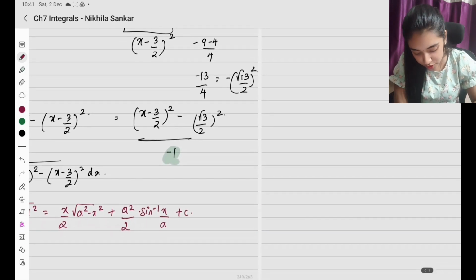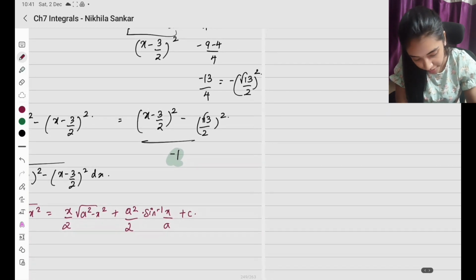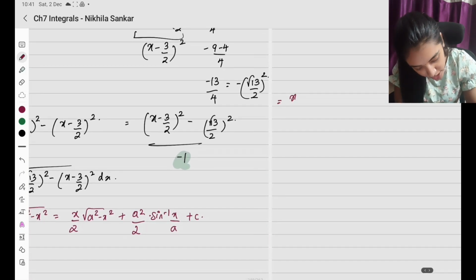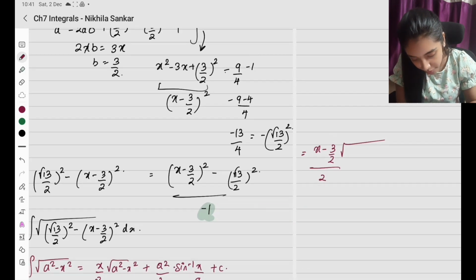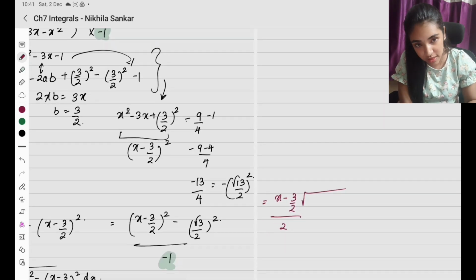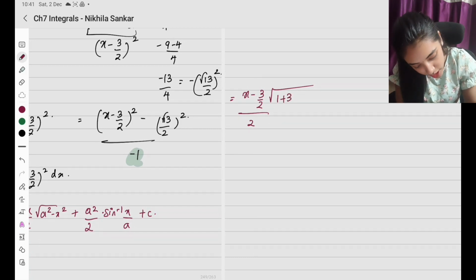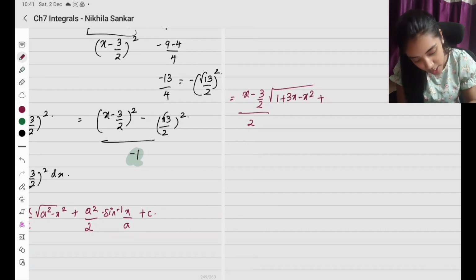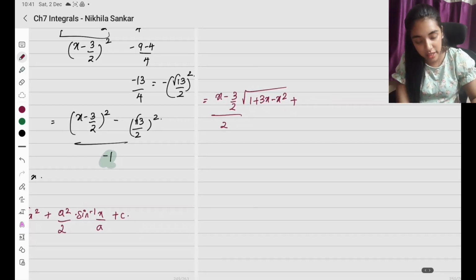So when I substitute this in the formula, what do I have? I'll write it here. x by 2, which is (x minus 3 by 2) divided by 2, times the square root of a square minus x square, which is the question itself: 1 plus 3x minus x square, plus a square by 2. A square is root 13 by 2.